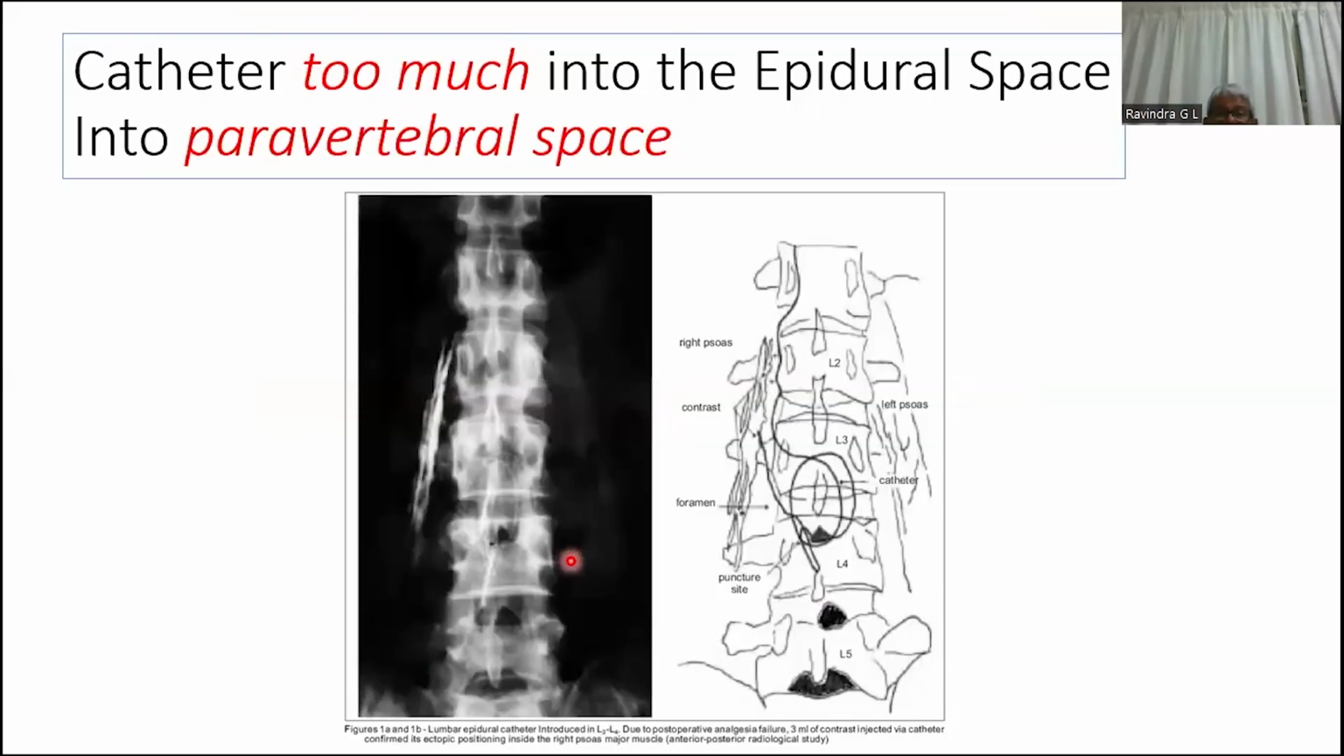If there is too much catheter in the epidural space, the catheter can get into the paravertebral space. Dr. Naresh Paliwal last week was discussing this. With too much of the catheter in the epidural space, it might leave the epidural space through the paravertebral spaces and reach there. So it may not act.